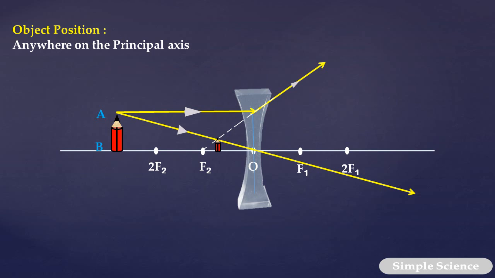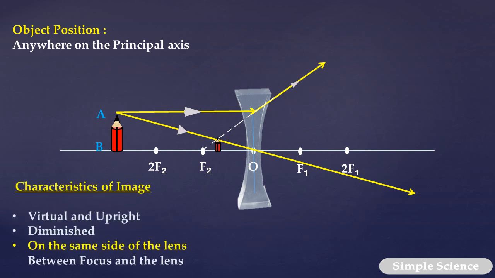And the image is upright, diminished between focus and the lens. These are the characteristics of the image formed. The image is virtual and upright. All the upright images are virtual, or all the virtual images are upright. The size of the images, it is always diminished. It is on the same side of the lens between focus and the lens.